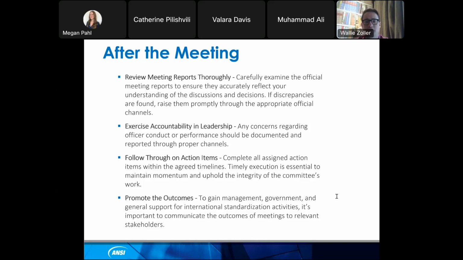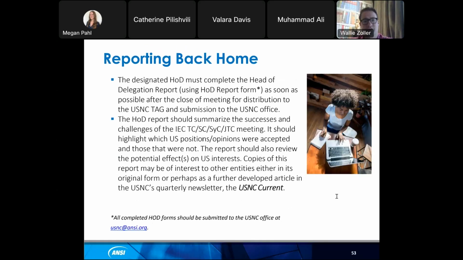And then you want to make sure you promote those outcomes. So whatever was voted on, whatever decision was made, you want to communicate that to the relevant stakeholders, whether internal or external to the USNC, and make sure that everyone working on this project is aware of what the next steps moving forward are. So if we go to the next slide.